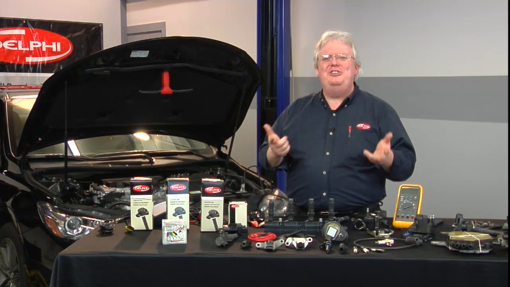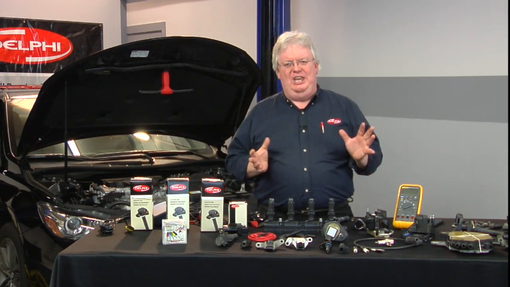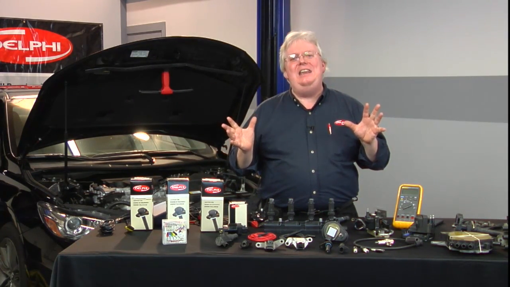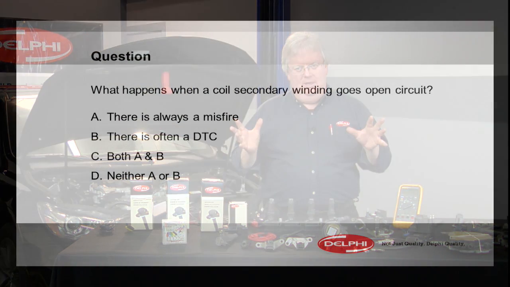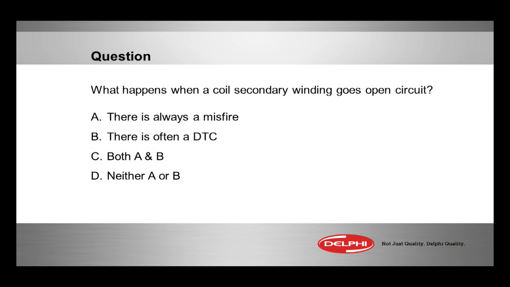Now let's reverse the scenario here. This next question is the same way, but it's the secondary winding of the coil that's got an open circuit. So do we have A, always a misfire? B, usually a DTC, often a DTC. C, both A and B, or D, neither A or B. Make your answer now.